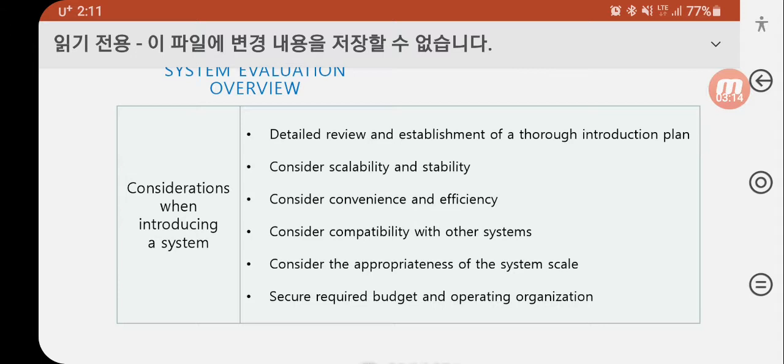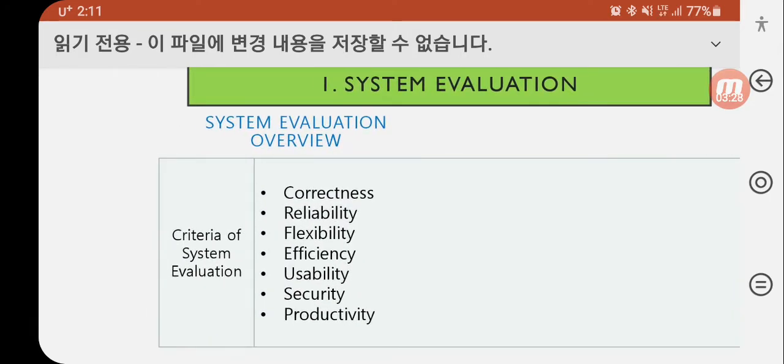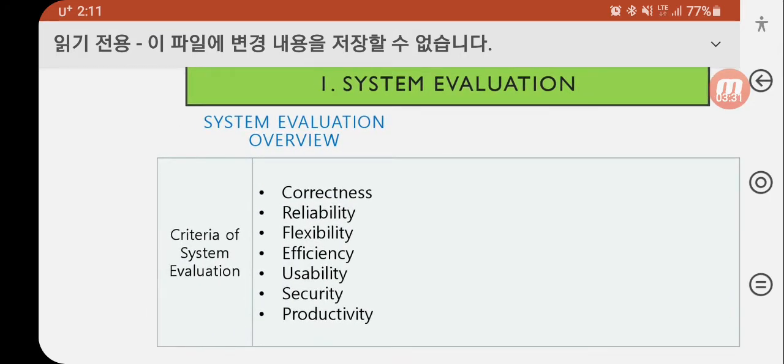What criteria would you need to evaluate the system? Let's see which ones there are. Correctness, reliability, flexibility, efficiency, usability, security, productivity.